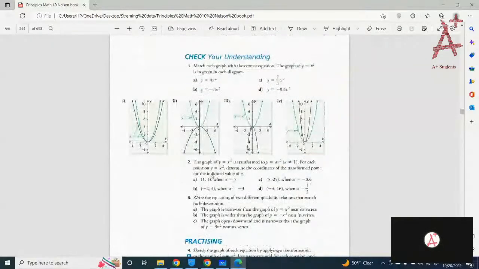Okay, match each graph with the correct equation. So you are given the graphs, and you have to compare the graph with the equation. The graph of y equals x square is in green in each diagram. Okay, the green one is the graph for x square. Let's start with the very first equation, y equals 4x square.